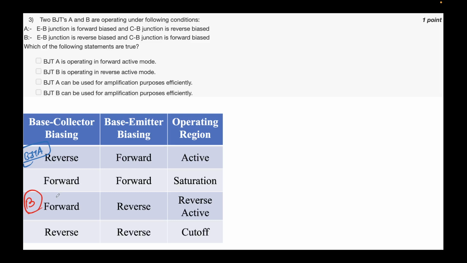Okay, so what we have seen is that BJT A is in forward active. I've been saying active or forward active, it is the same thing here. So A is in forward active, yes. B is in reverse active, yes. So these two options are correct, but let's see which one among them.